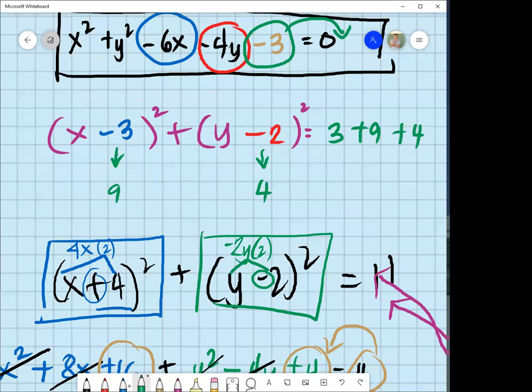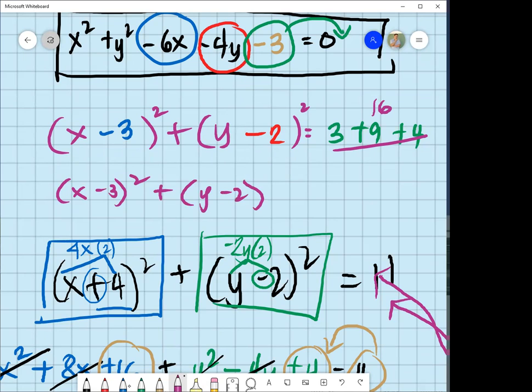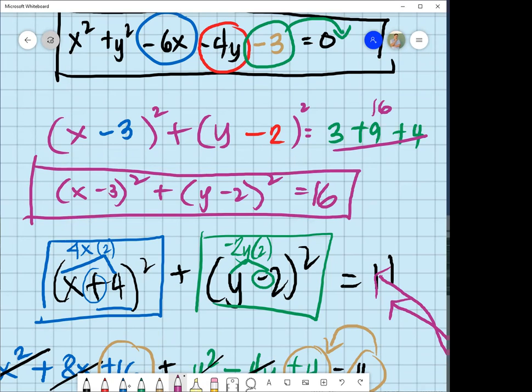Okay? And after that, let's just combine all those. Let me erase this now. And finally, what is 3 plus 9? That's 12 plus 4. That is 16. Perfect. So we have here (x - 3) squared plus (y - 2) squared is equal to 16. And we were able to get the standard form immediately.